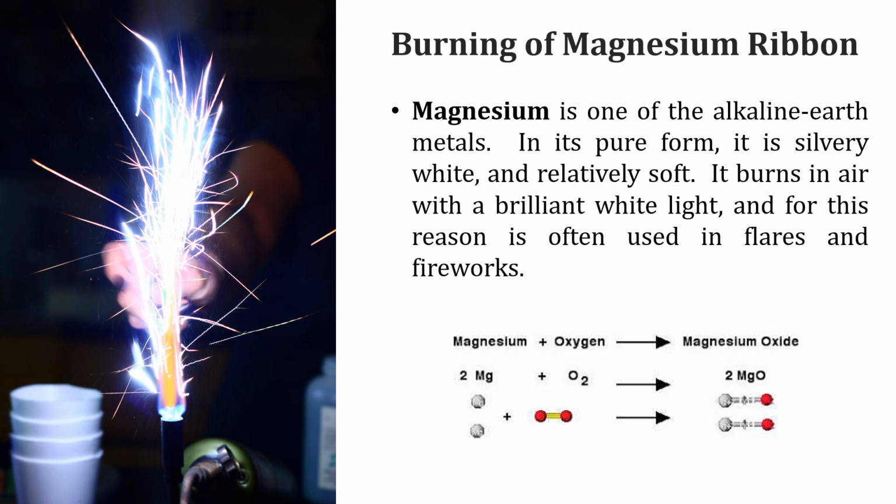One last example for chemical reaction is burning of magnesium ribbon. Magnesium is one of the alkaline earth metals. In its pure form, it is silvery white and relatively soft. It burns in air with a brilliant white light and for this reason is often used in flares and fireworks.